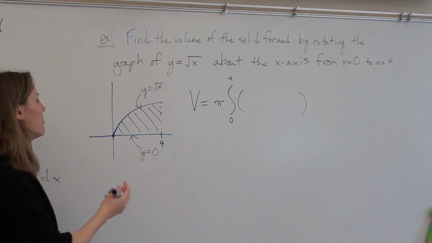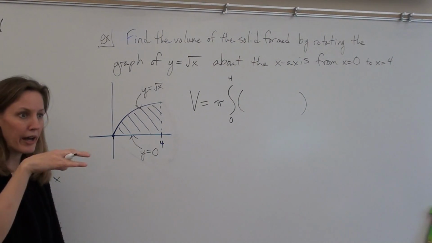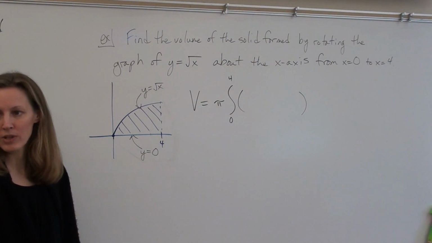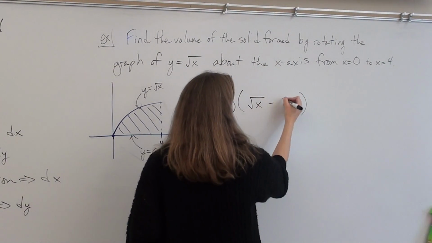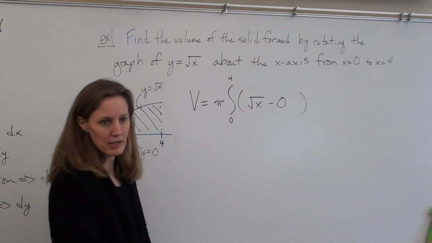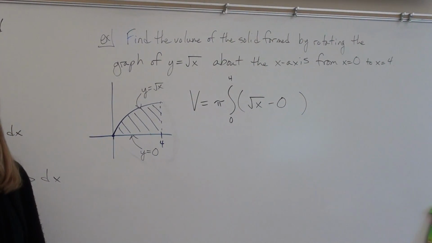So top is very rarely a constant. It's usually a function, unless it's a horizontal line, then it's a constant. Apart from that, it's going to be a function with x's. So for this one, your radius would be root x minus 0, and you don't have to write the minus 0. Okay, and then squared, dx.